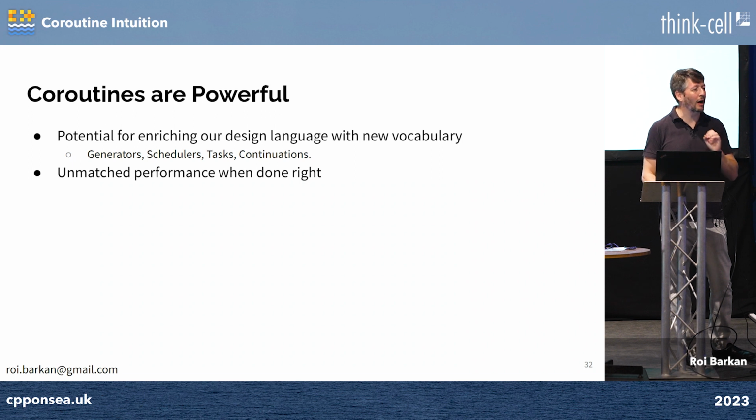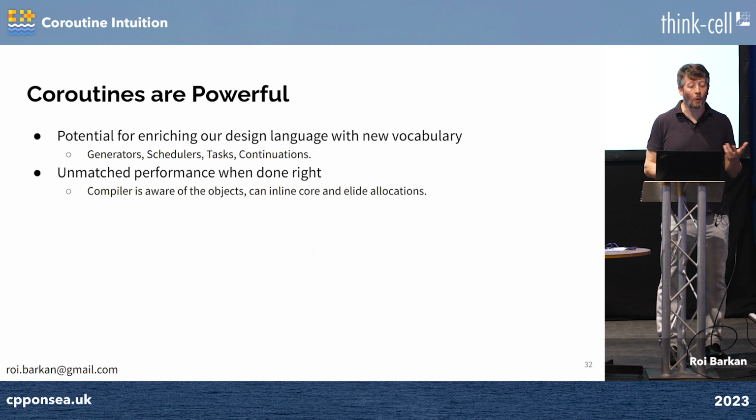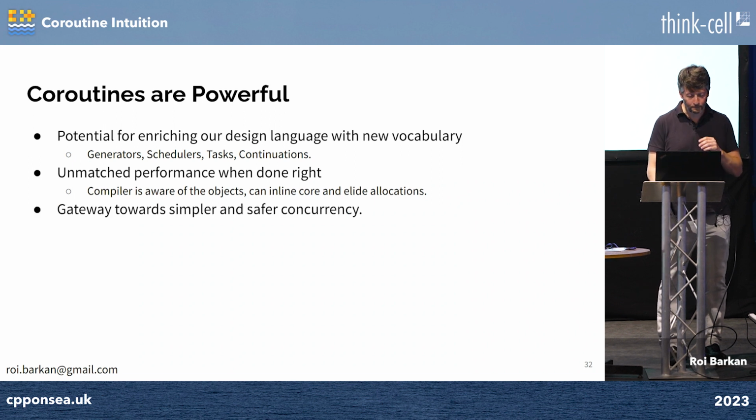When done right, they have unmatched performance, okay? The fact that resuming a coroutine and jumping from one to another is not more than a virtual function call is really mind-blowing. There are some really great benchmarks showing that amazing things can be done. And again, the compiler is aware of everything. The optimizer can really inline stuff, elide the allocations. If done well, it's really, really amazing.